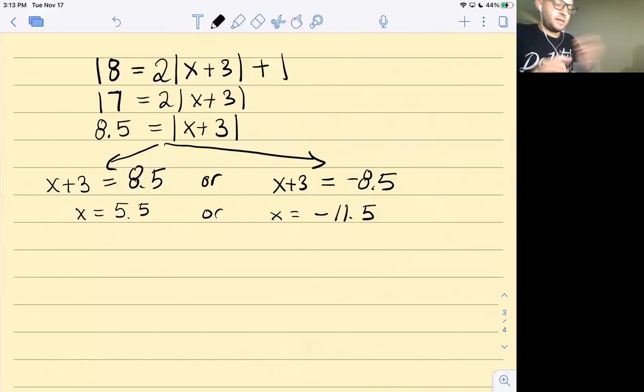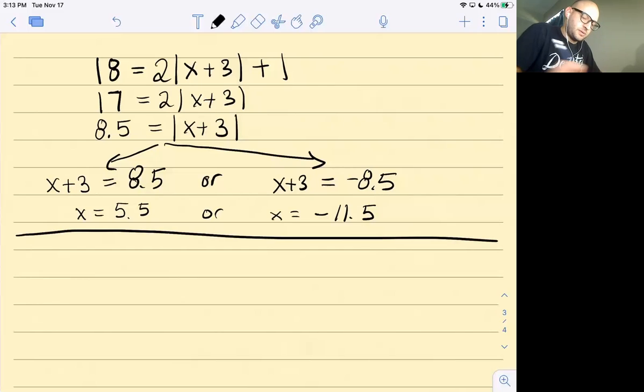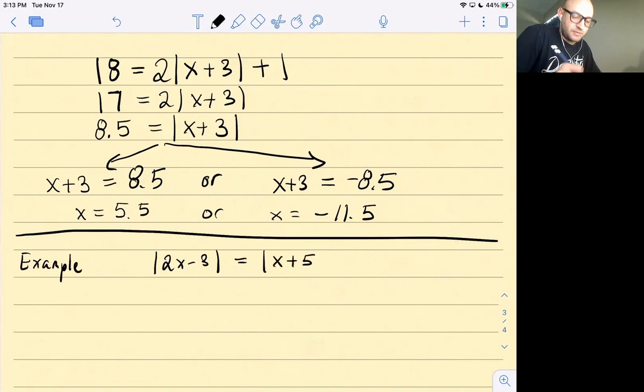Okay, so let's do one more example. This time I want to show you a type of problem. This is example 5, so this will be the last example here. Solve the absolute value of 2x minus 3 is equal to the absolute value of x plus 5.